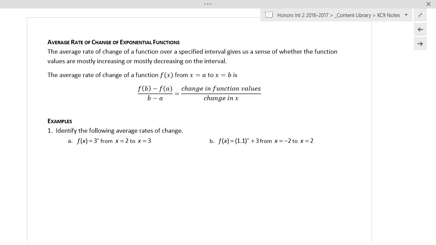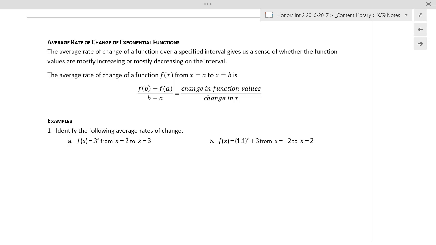Okay, average rate of change in anything except linear is called rate of change. The only special one is linear. We call it slope. So the average rate of change of a function over a specified interval gives us a sense of whether the function values are mostly increasing or mostly decreasing on that interval.